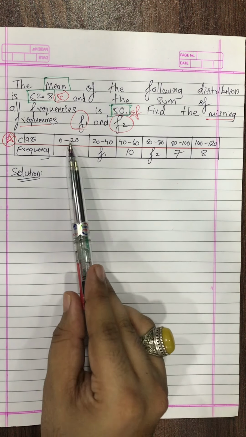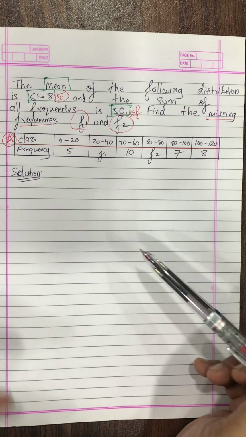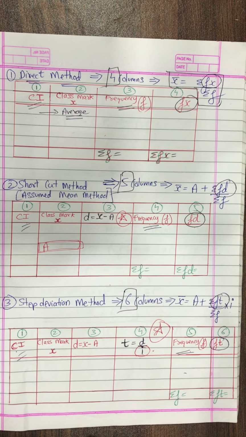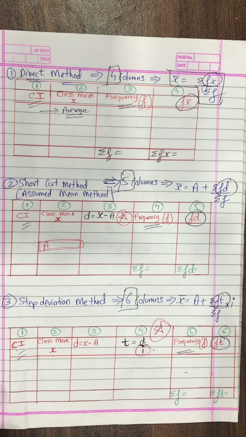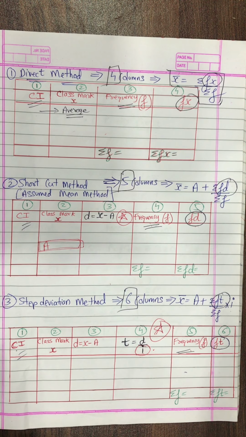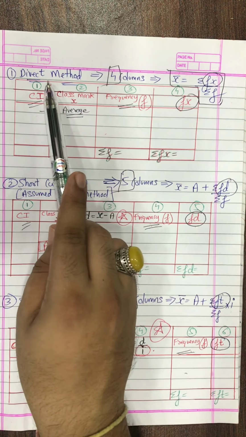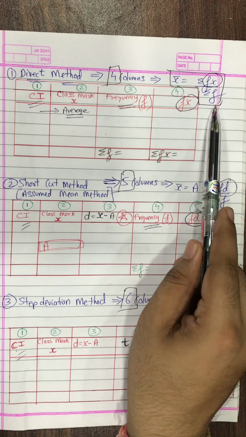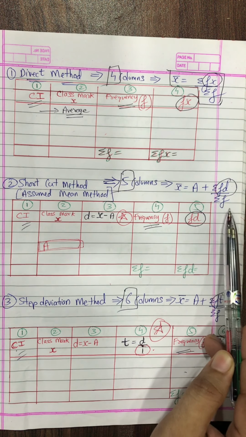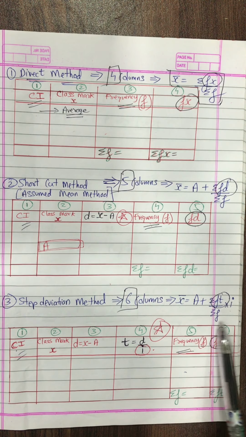Because the group data is given, in 1 minute I'll highlight on the screen the direct, shortcut, and step deviation method. Just pause the video for 1 second please. Okay students, in front of you are the three methods. Just to have a revision, when the class intervals are given, in direct method we have 4 columns, formula summation fx upon summation f. Shortcut method 5 columns, formula capital A plus summation fd upon summation f. Step deviation method 6 columns, formula A plus summation ft upon summation f multiplied by i.